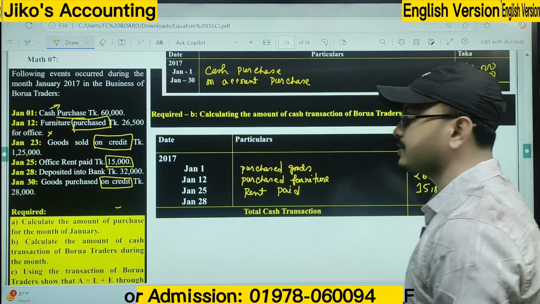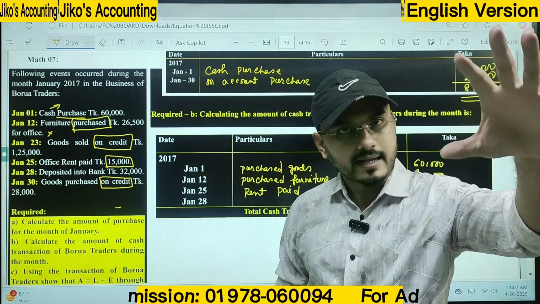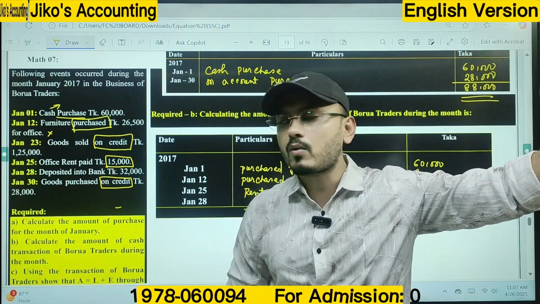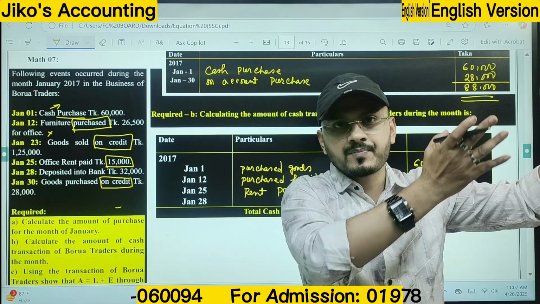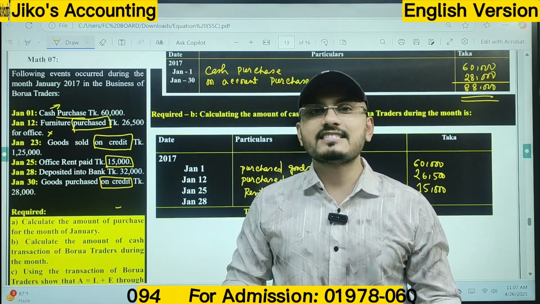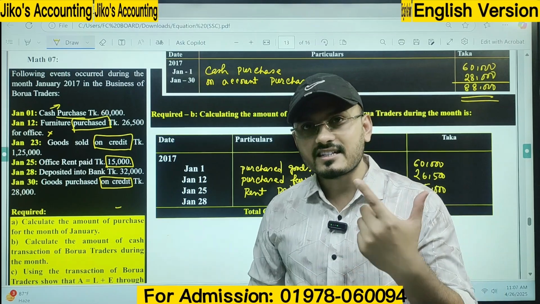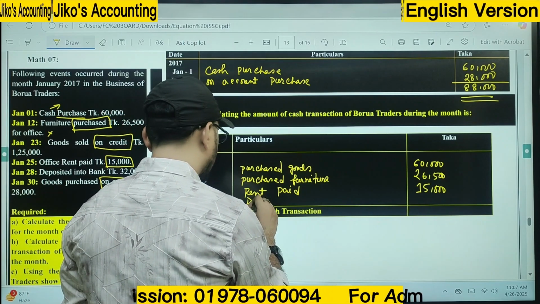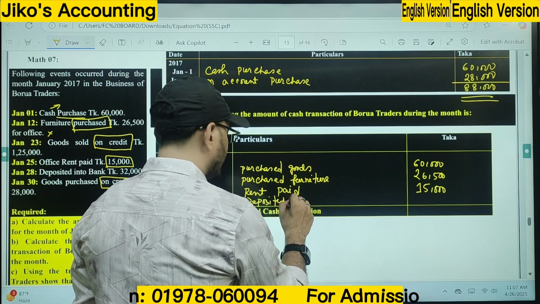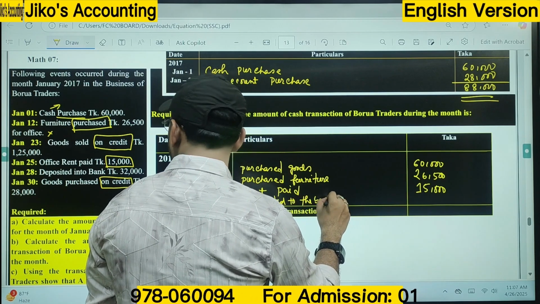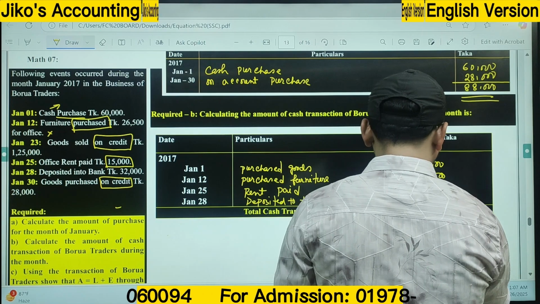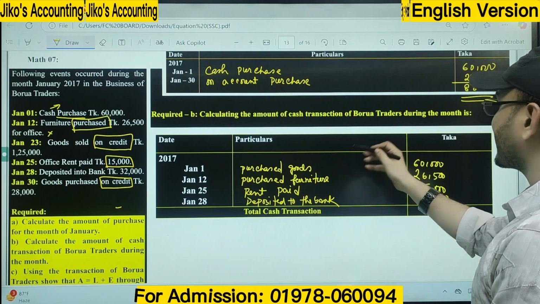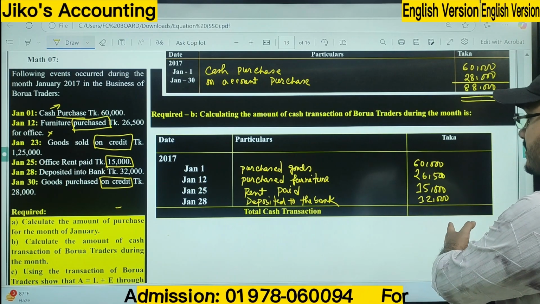Deposited to the bank taka 32,000. If my business organization deposits any amount to the bank, what would be my cash situation? My bank account would be increased. That's why bank account debit. How about cash? That indicates the reduction of cash. That means cash outflow is relevant to the cash. You need to include it also. Deposited to the bank. Sir, what is the amount here? 32,000. Sir, you can also do it another way, like by making another column for taka, then you can directly write them here.